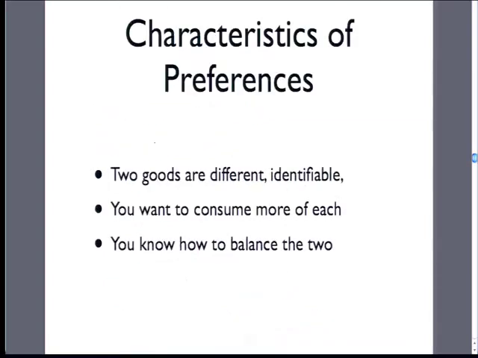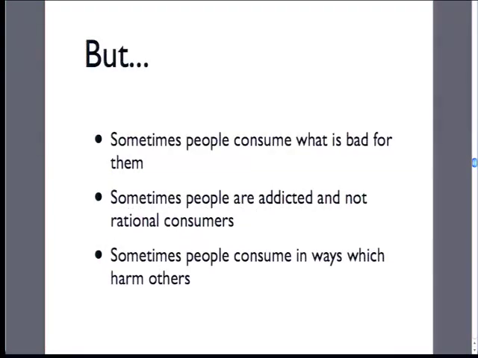So a bunch of abstractions again. There are two goods that are totally different, totally identifiable, totally describable. You would want to consume more of each one. And you would know in some way how you want to balance the two of them. So this is a bunch of assumptions that's going into ranking preferences between bundles. You know the two goods. You know how much you would want to consume of them in combination.